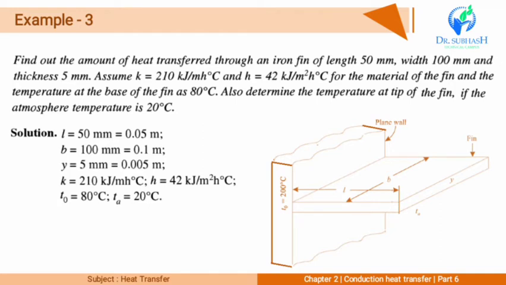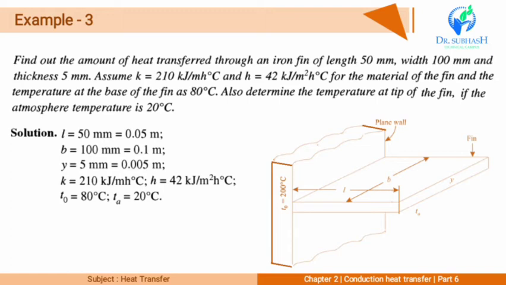Here the length is given 50 mm, which is equal to 0.05 meter, b is equal to 100 mm, which is equal to 0.1 meter, y is equal to 5 mm, which is equal to 0.005 meter. Thermal conductivity k is equal to 210 kilojoule per meter per degree centigrade, h is equal to 42 kilojoule per meter square per degree centigrade, T0 is equal to 80 degree centigrade, and atmospheric temperature TA is equal to 20 degree centigrade.